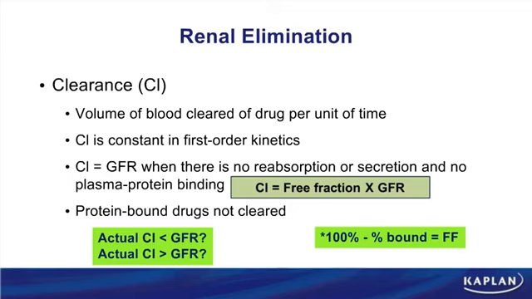On the other hand, if the actual clearance of a drug is greater than the GFR, then I must be adding to the filtrate. I must be actively secreting that drug into the renal tubules, because what I filtered is not as much as what's being cleared, so I must be adding to the filtrate at that point.